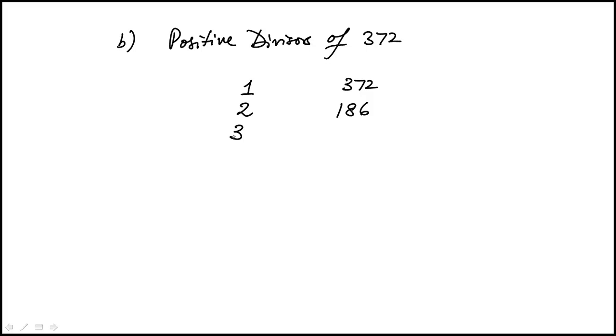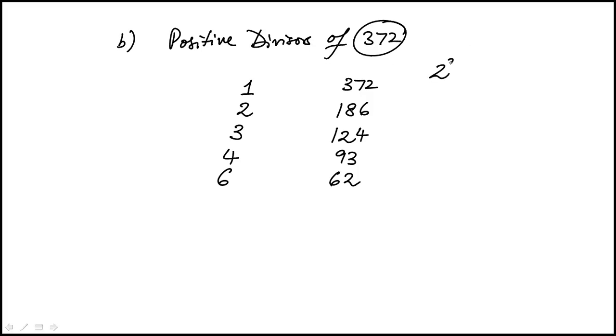And then it is divisible by 3, 72, and then you divide it. So that's 3 times 2 is 6, 124. And it's also divisible by 4. 4 times 9 is 36, 93. And then it's not divisible by 5. It is divisible by 6. 6 times 6 is 36, 162, and then not divisible by 7, not divisible by 8.